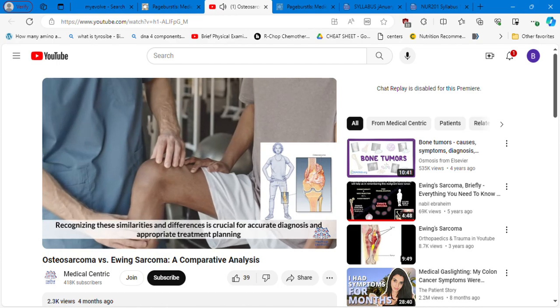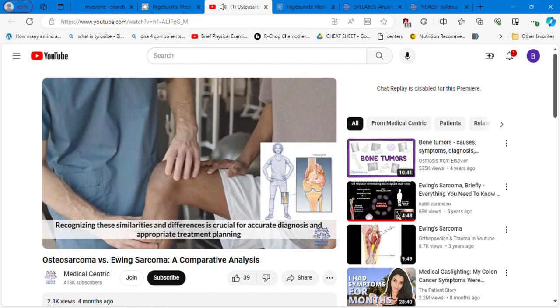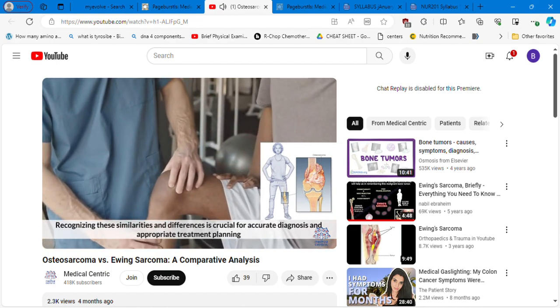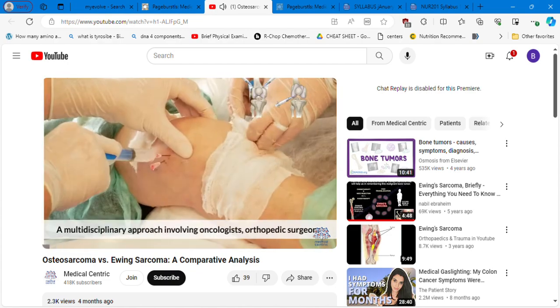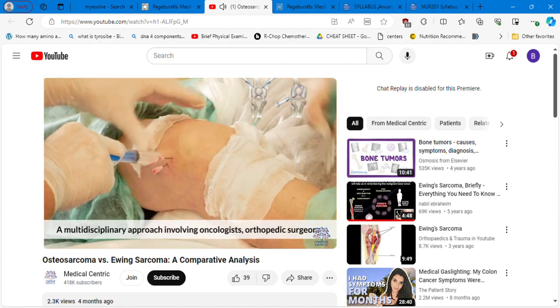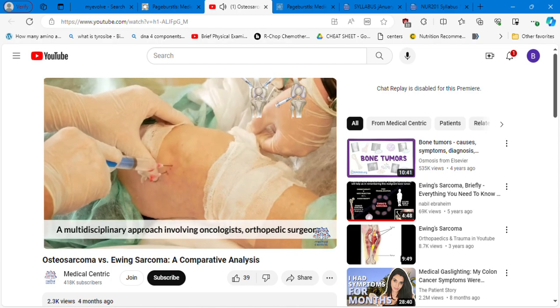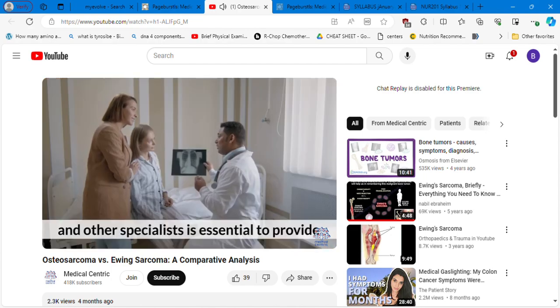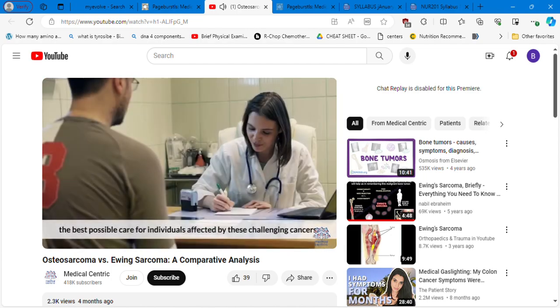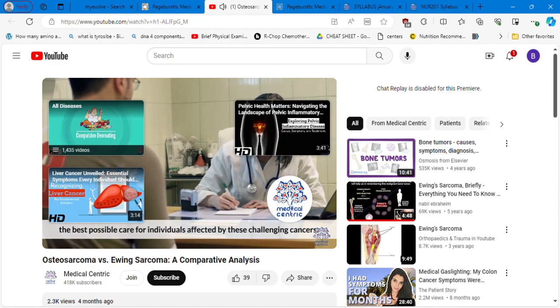Recognizing these similarities and differences is crucial for accurate diagnosis and appropriate treatment planning. A multidisciplinary approach involving oncologists, orthopedic surgeons, and other specialists is essential to provide the best possible care for individuals affected by these challenging cancers.